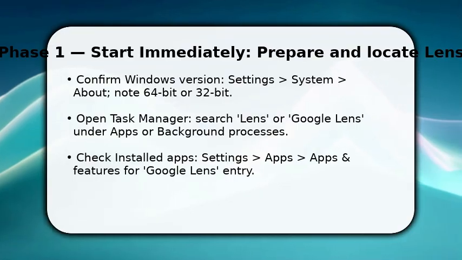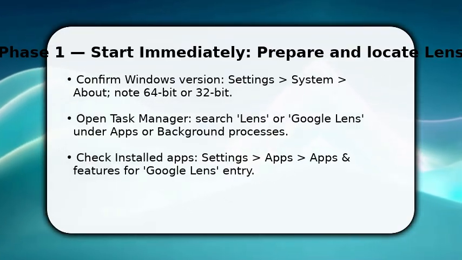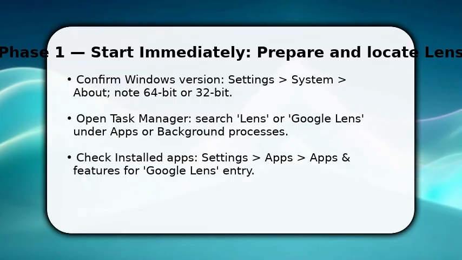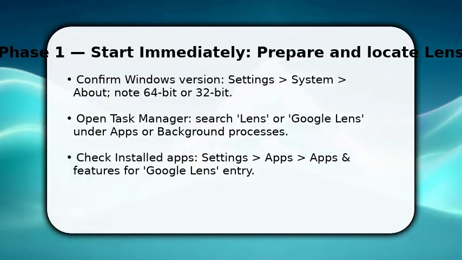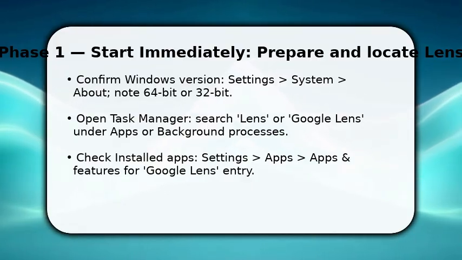Next, go to Settings, Apps and Features and search Google Lens or Lens. Once you see it, don't click Uninstall yet. Note the exact name and version for the right removal method.